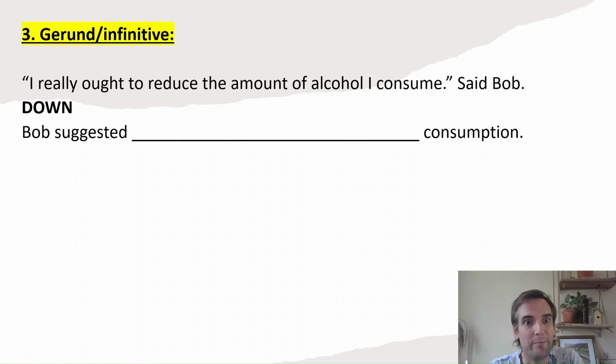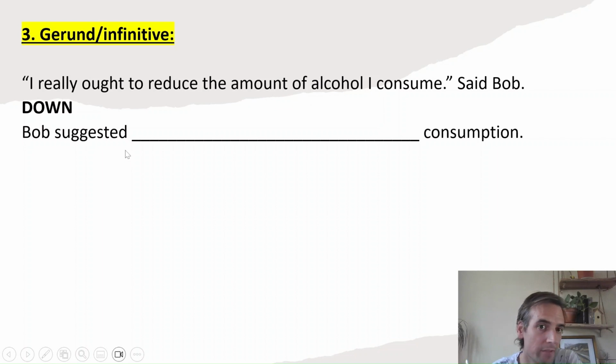Next up, another big topic, which again, we're not going to go into all the detail possible on because it's too much, but gerunds and infinitives. So I'm just sticking to some specific verbs where you'll be using a gerund or infinitive, but there's many situations where this could come up. But our question here, I ought to reduce the amount of alcohol I consume, said Bob. So what did Bob suggest?